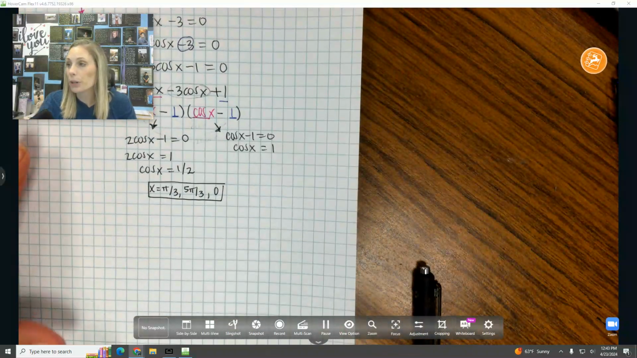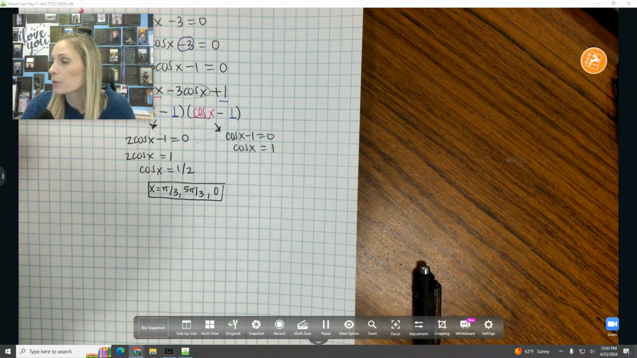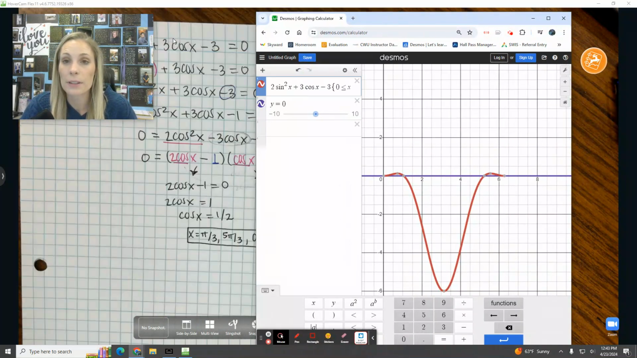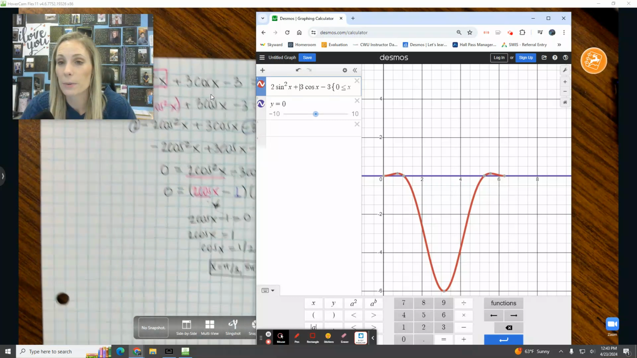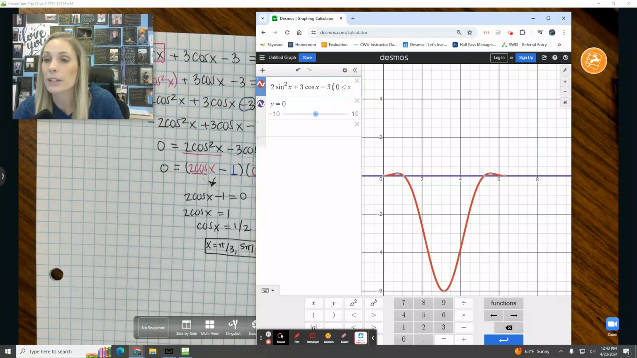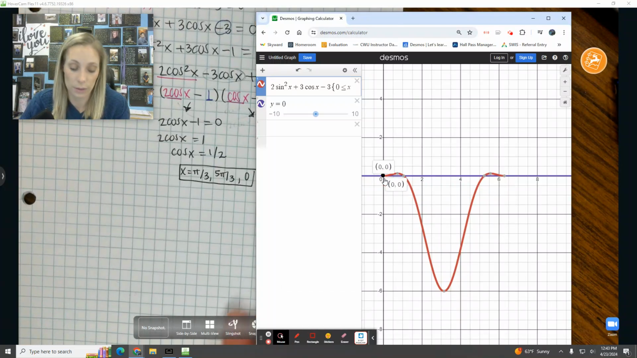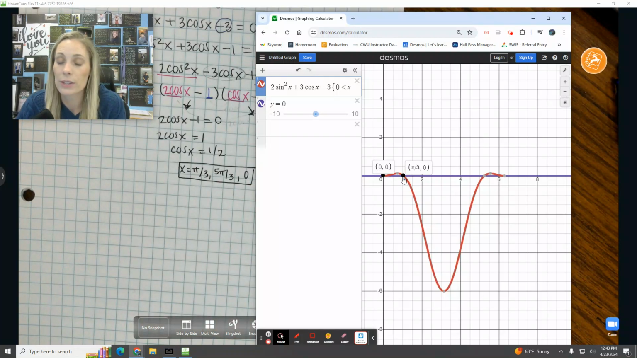Now, if you want to check your work, you're going to take Desmos and type in your function. I typed in the original function, which was 2 sine squared of x plus 3 cosine minus 3. I set my domain here to only show me 0 to 2 pi because all of the questions are 0 to 2 pi. Now my first answer is at 0, which we got. I have an answer at pi over 3, which we got, and I have an answer at 5 pi over 3, which we got. This one is technically outside of the domain because it was rounded for 2 pi, and so that one's outside the domain.